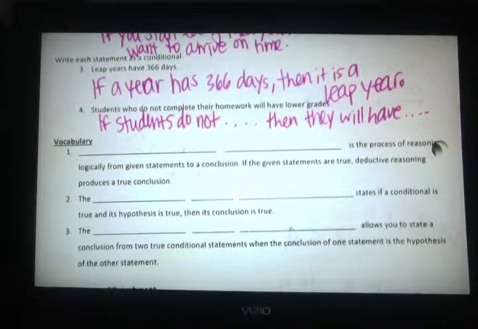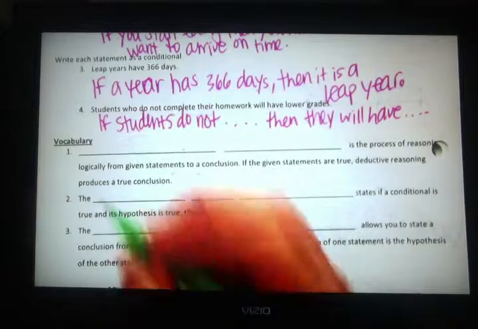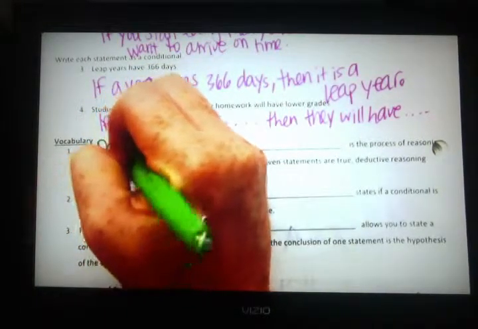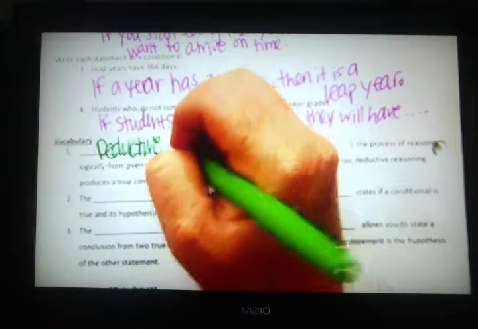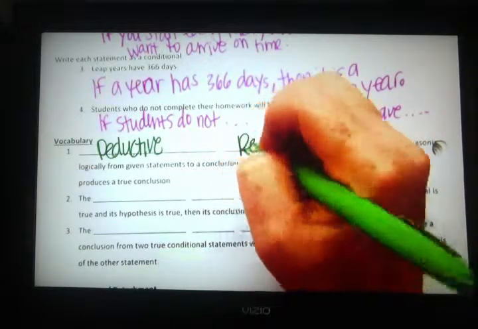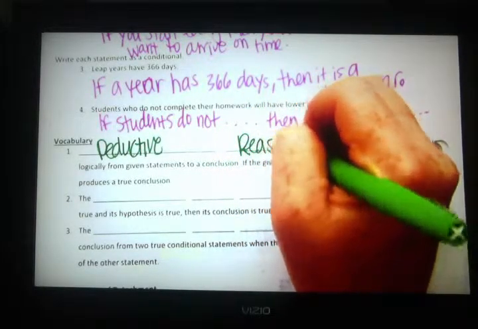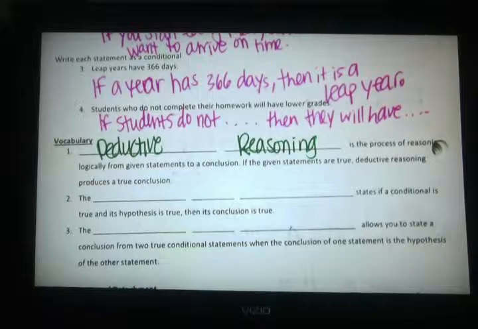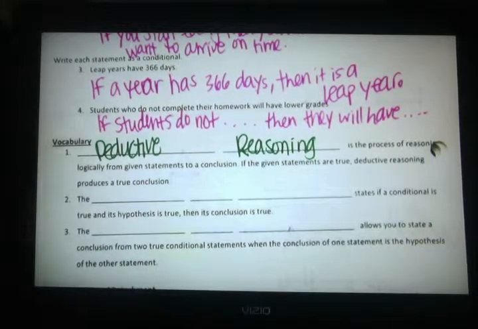Awesome. Okay, so let's do vocabulary. 3 new things going on here. Number 1 is deductive reasoning. So deductive reasoning is the process of reasoning logically from given statements to a conclusion. If the given statements are true, deductive reasoning will produce a true conclusion. Okay, we'll talk more about that.